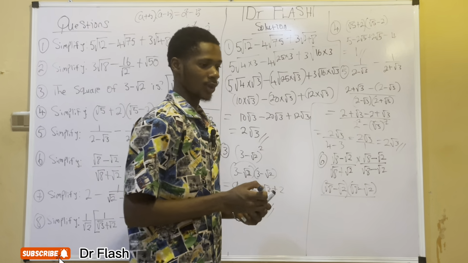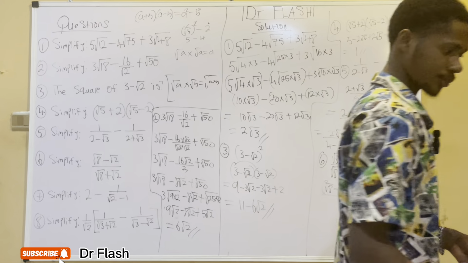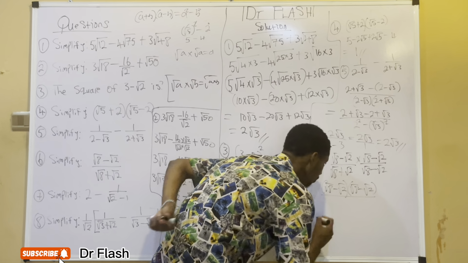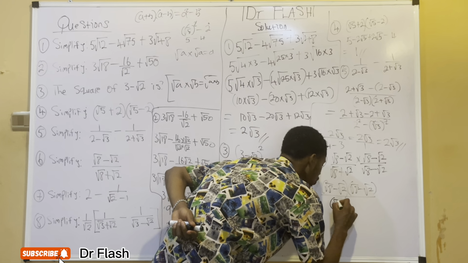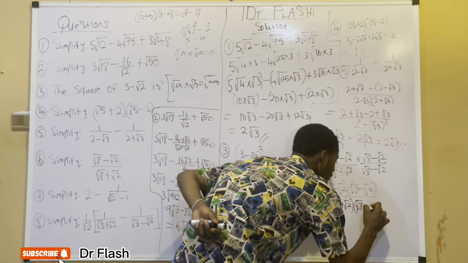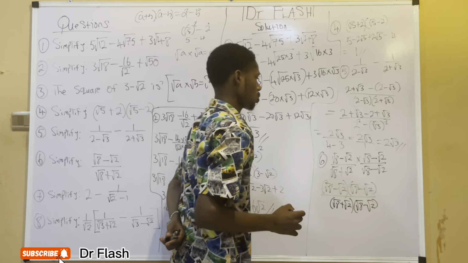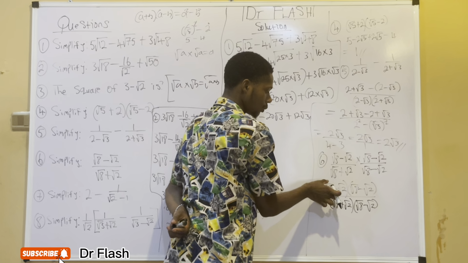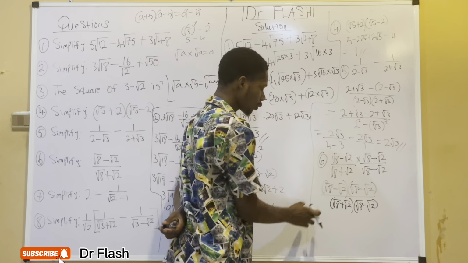This marker is quite faint. Okay, now let's multiply the bottom. We're going to get the square root of 8 plus the square root of 2 times the square root of 8 minus the square root of 2. That's what we're going to have. Now for the top, we're just having a bracket multiplying itself because it's the same thing on top.